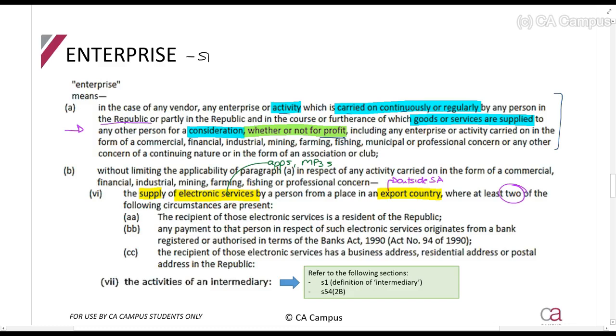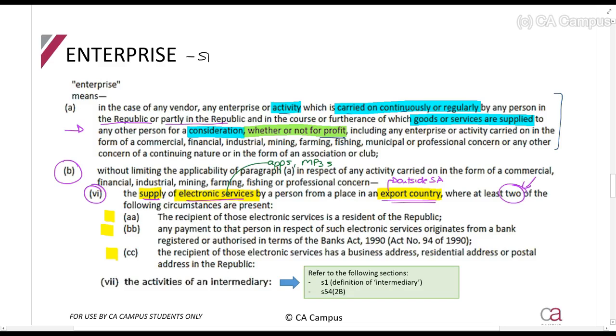So you must be in South Africa or partly in South Africa for it to be an enterprise. B now says, BVI, so 6 says, a person outside of South Africa can also be carrying on an enterprise if that person is supplying electronic services and two of the following requirements are met. These are the requirements. 1, 2, 3. Two or more must be met.